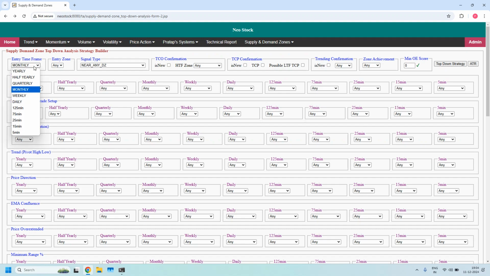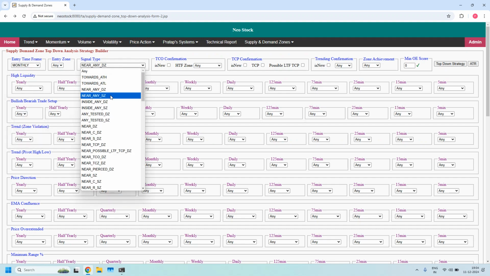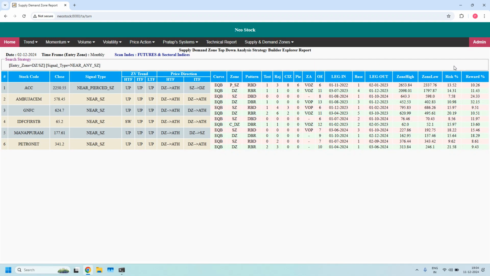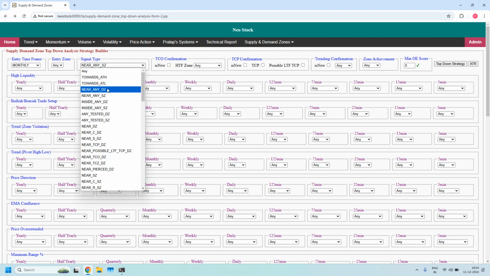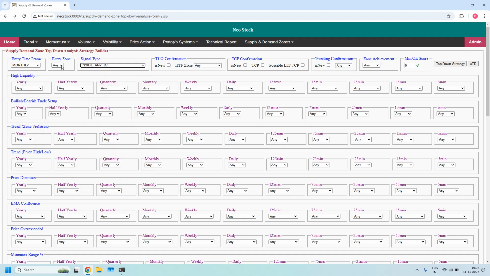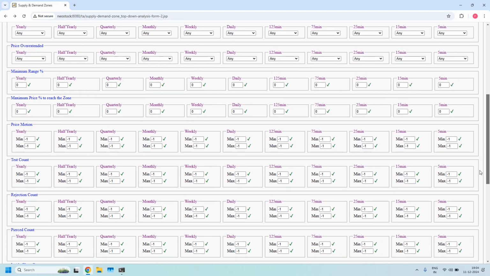Next, monthly time frame near monthly supply zone, 6 stocks are filtered. Next, monthly time frame, price closed inside monthly demand zone. These monthly demand zones should not be pierced.